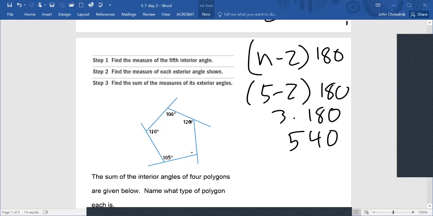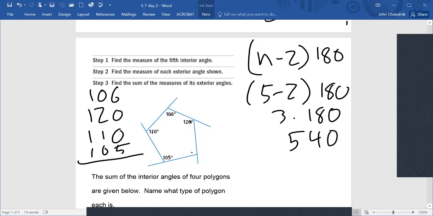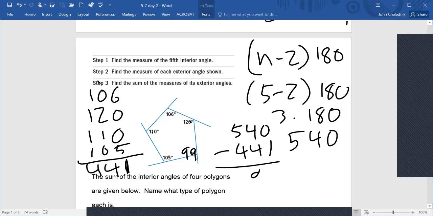They give you 4 of the angles. Those 4 angles add up to, let's find out, 441. Those 4 angles add up to 441. They all add up to 540, which means that this last angle must be 99 degrees because 540 minus 441 is 99.